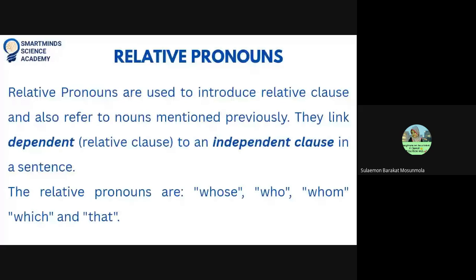Now let's move to relative pronouns. Relative pronouns are used to introduce relative clauses.